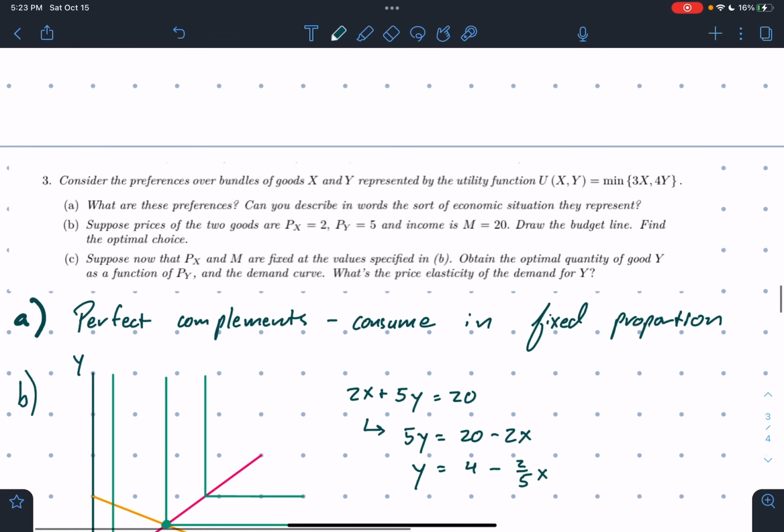What we now want to do is fix px and m at the previous values. So px is equal to 2, m is equal to 20. Then we want to find the optimal quantity of good y as a function of py, and then find the demand curve. And then finally, we want to find the price elasticity of demand for y. Okay, so 3 parts. First, we fix px and m. Then we obtain the optimal quantity as a function of py. Then we find the demand curve for y. Then finally, we find the price elasticity.